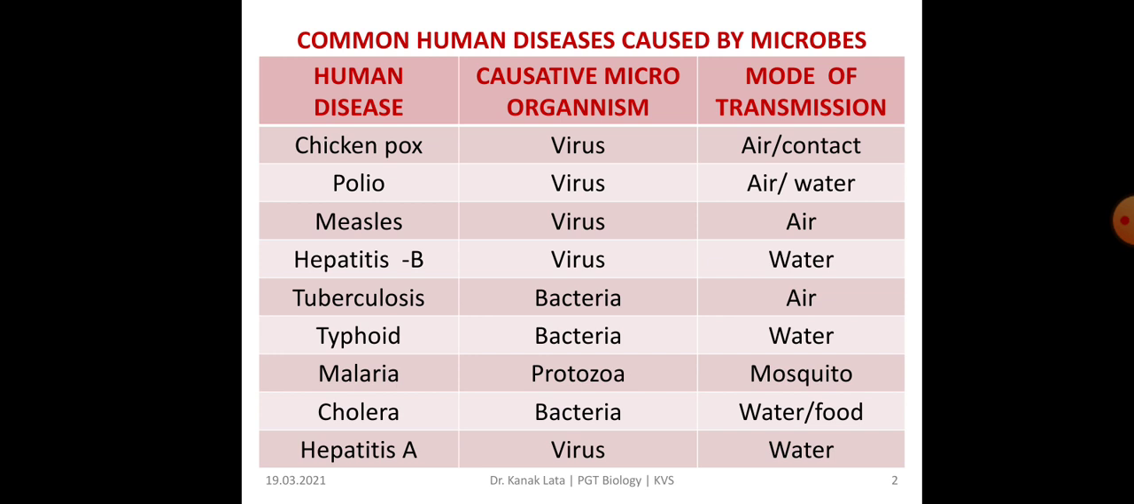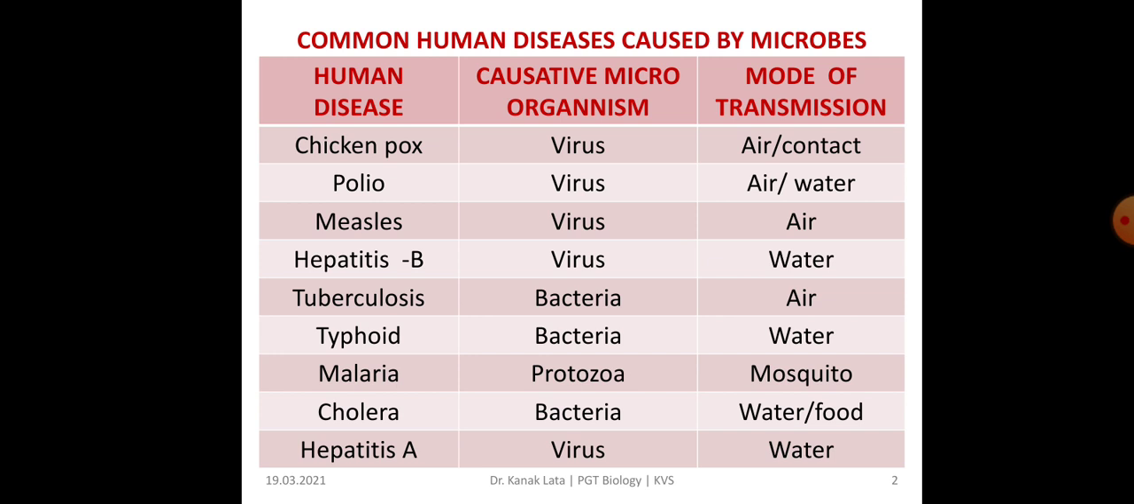Another is polio, that is caused by virus and this virus enters into the body through air or water. Another is measles, it is also caused by virus and the mode of transmission is through air. Hepatitis B, it is also caused by virus and the mode of transmission is through contaminated water. Another is tuberculosis. This tuberculosis is caused by bacteria and the mode of transmission is by air. Typhoid is also caused by bacteria and the mode of transmission is contaminated water.